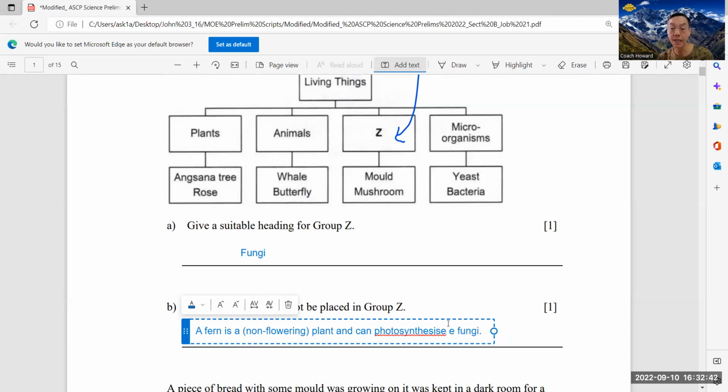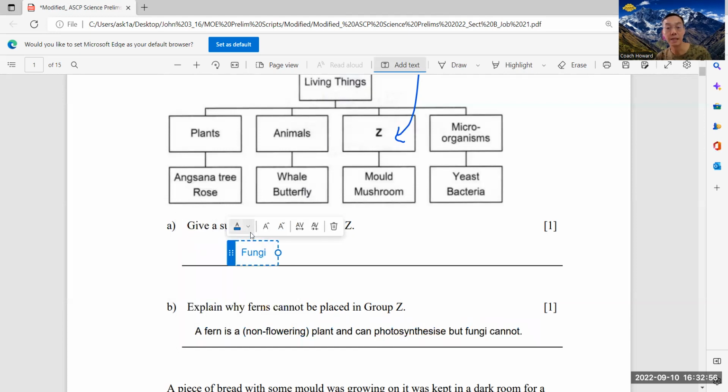But fungi cannot photosynthesize. Okay. So this is the answer for this part. And earlier that is fungi.